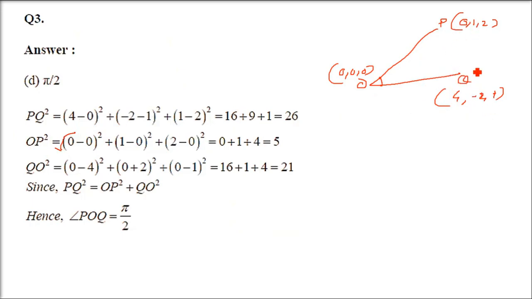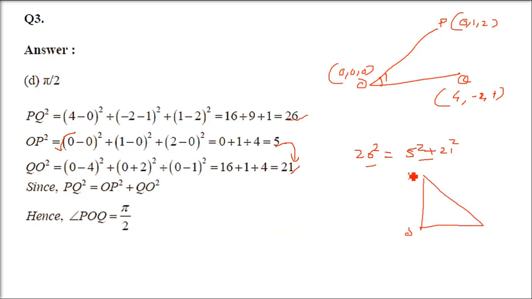Similarly, we will find out PQ. PQ is 4 minus 0 whole square, minus 2 minus 1 whole square, and 1 minus 2 whole square. Now coming to OQ whole square: 4 minus 0 whole square, minus 2 minus 0 whole square, and 1 minus 0 whole square. So this is your third side. Now if you see these distances, 5 and 21, you add 5 and 21, it is equal to 26. There is a mistake, you shouldn't have done this square. Just see, 26 equals 5 plus 21.